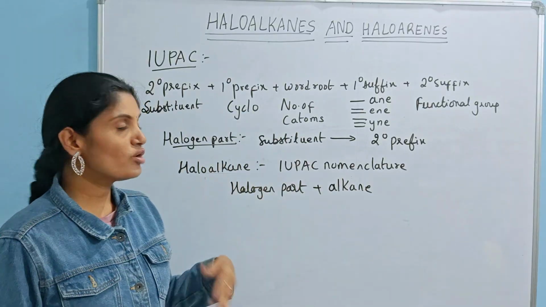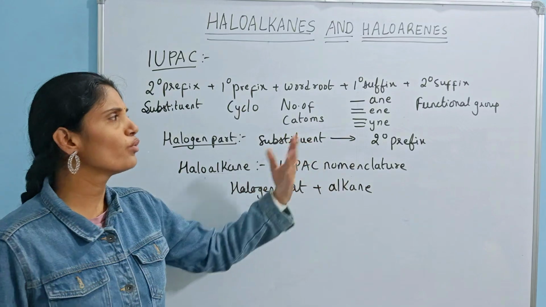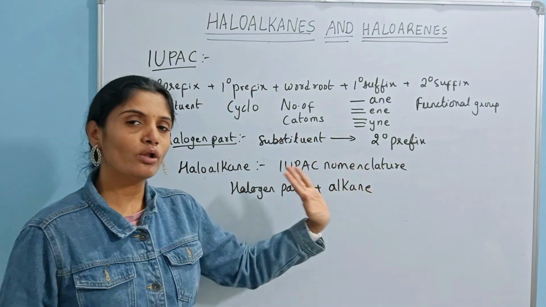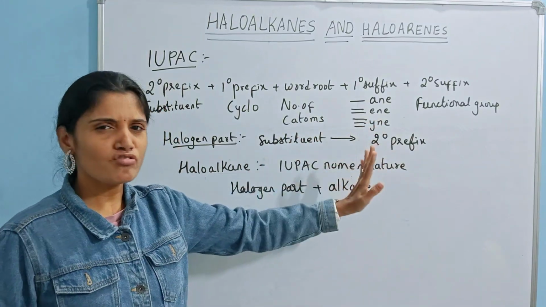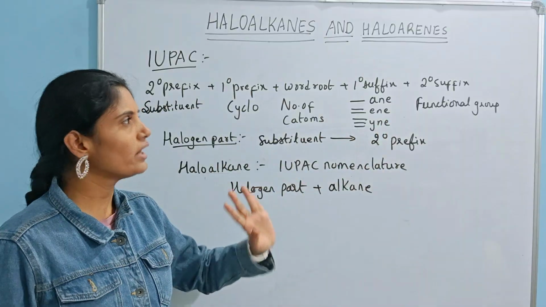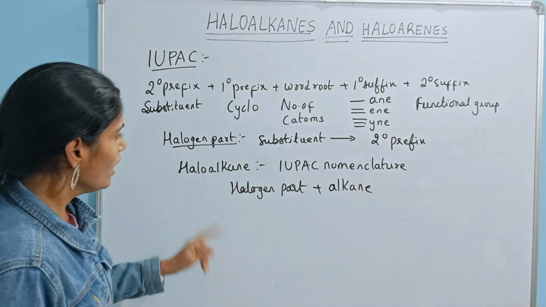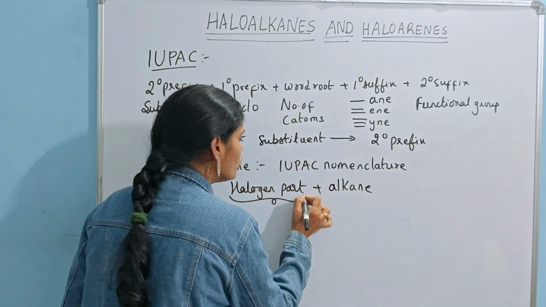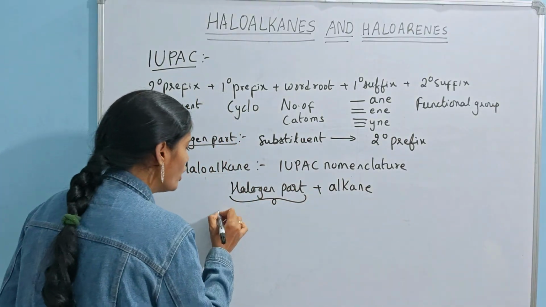Okay, you should be writing the halogen part first, then only you should write the word root and which type of ane, ene, or yne will follow later. If in addition you have any functional group, you can write that if needed. Now if you take the halogen part, the commonly taken halogens are what?